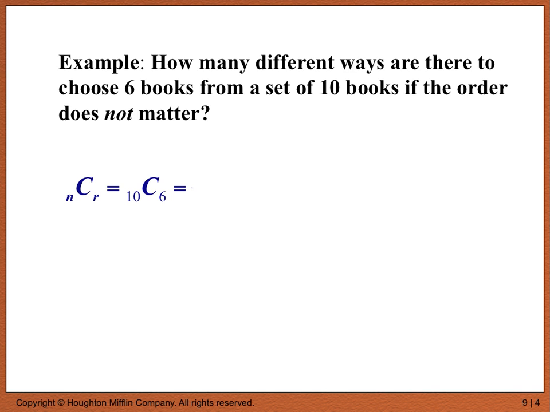Alright, so order doesn't matter, and therefore we're going to use nCr. My n is 10, my r is 6, and 10C6 equals 10 factorial over 4 factorial times 6 factorial, and that equals 210. Now there's another way to do this on your calculator if you don't want to enter the factorials in.